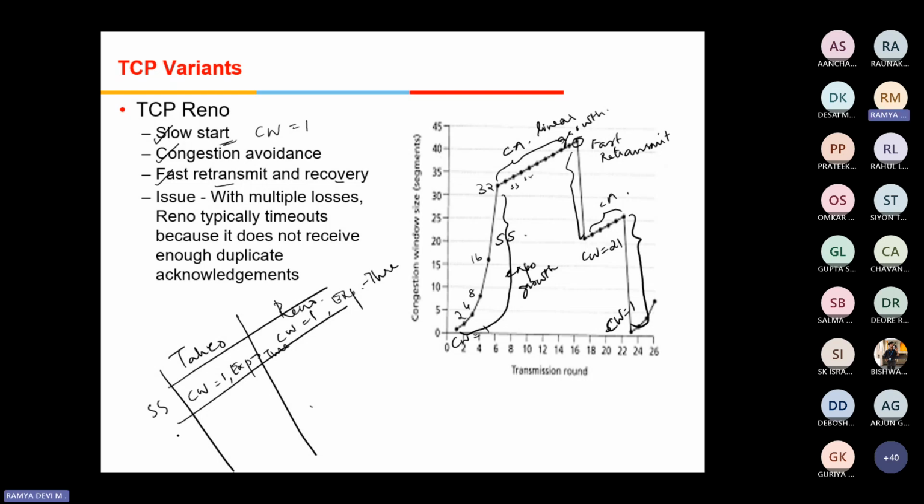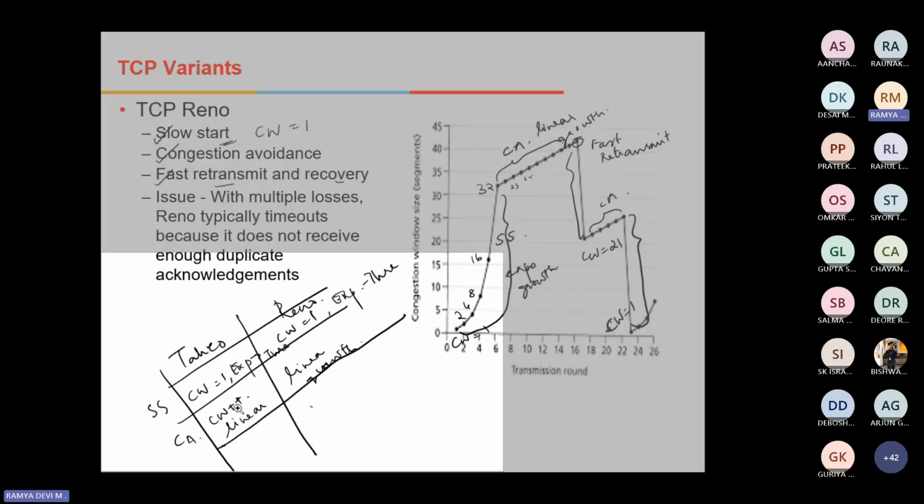Fine. In the congestion avoidance state, the congestion window is increased exactly by 1, so it is a linear growth. Here also, both are the same. There is no difference. The difference comes with three duplicate acknowledgements. So if three duplicate acknowledgements arrive, what will happen?